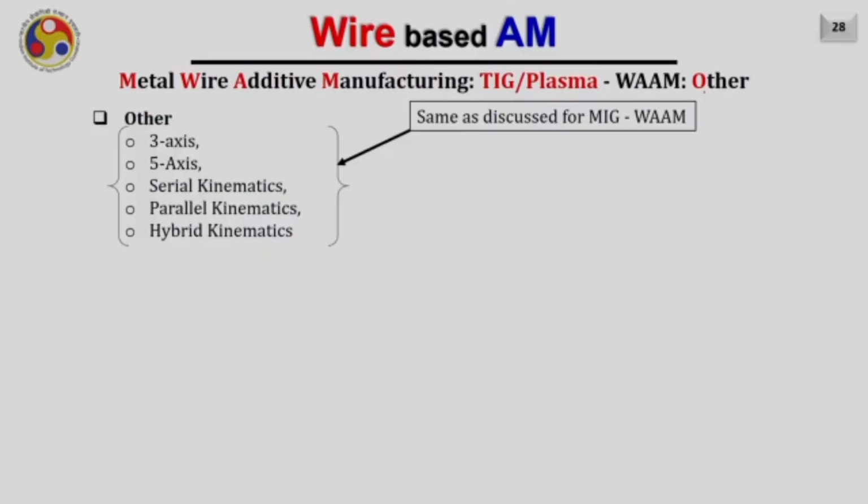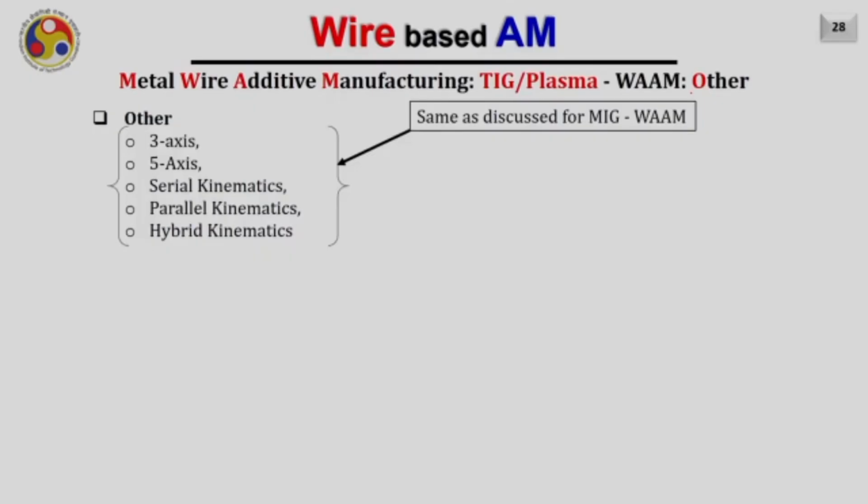Most of the TIG based WAAM processes utilize the dynamically adjusting feedstock direction. Even if you are using, for example, a robotic arm, the Z axis which is at the tip of the robotic arm is usually utilized to feed the wire accordingly. So that axis, particularly if you are going in that direction, will keep on rotating the wire feeder also appropriately.